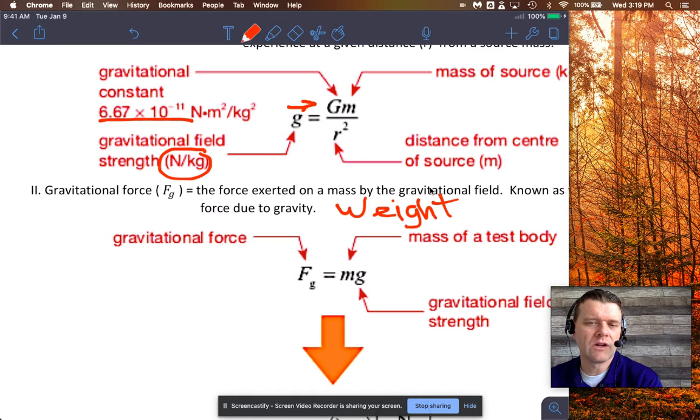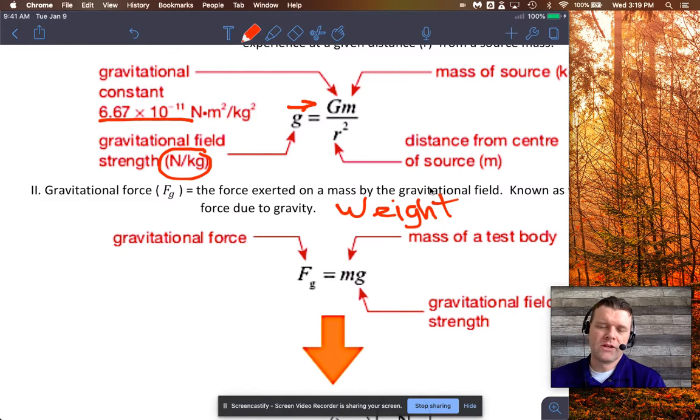Weight does depend on your mass, of course, but it also depends on the strength of gravity. Obviously, if you're on the moon, your weight is way less than it would be on Earth. And if you're in deep space, you could be weightless, because you'd be so far away from any mass that little g is basically zero.